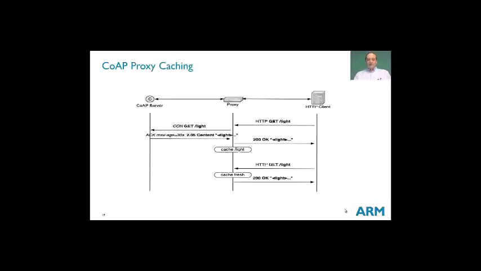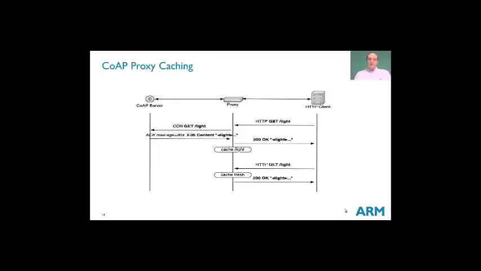CoAP allows proxy caching also. So in the case of the GET here, if there was a proxy cache between the client and the server, and here we have the client on the right-hand side of the diagram and the server on the left. So the sensor is on the left, and the application client is on the right, and the proxy is between them. The client does a GET of the light.